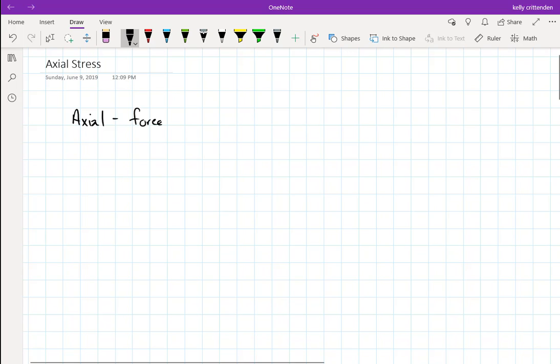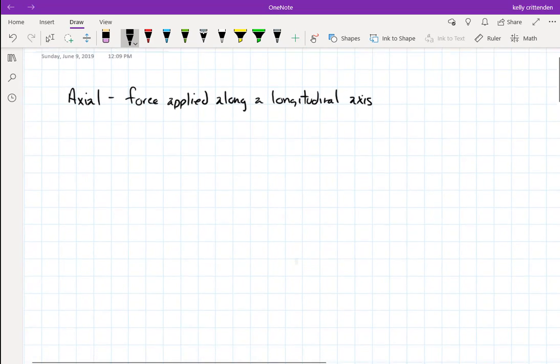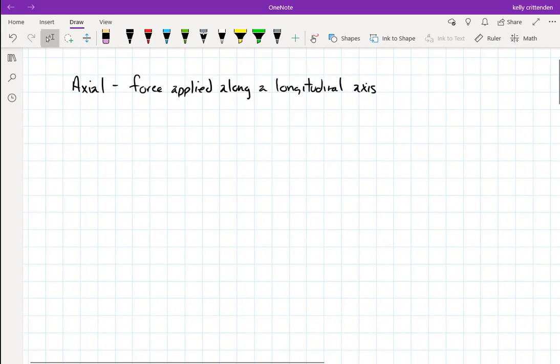So axial means that there's some kind of force applied along a longitudinal axis. Not every object is going to have a longitudinal axis exactly, but we're going to call it a longitudinal axis. We'll start out with stuff that has a pretty obvious longitudinal axis on it. But you don't have to have a longitudinal axis to have an axial force. That's what we're going to assume, that there's some line that looks like a longitudinal axis for the parts that we're talking about.